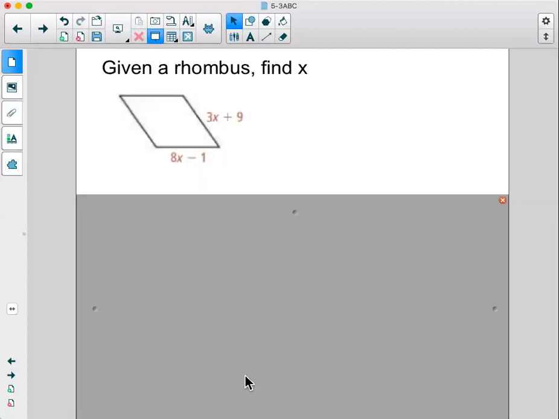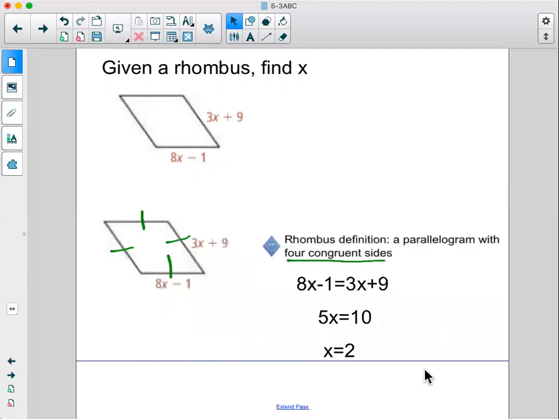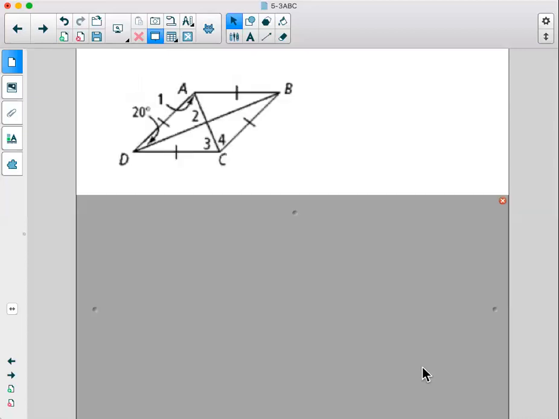Pause, find X, and then press play for the solution. Here we're going to use the definition of a rhombus, which states if it's a rhombus, then it has four congruent sides. So those measurements are equal, so you can set them equal and solve for X. Pause, find the missing angles, and then press play for the solution.